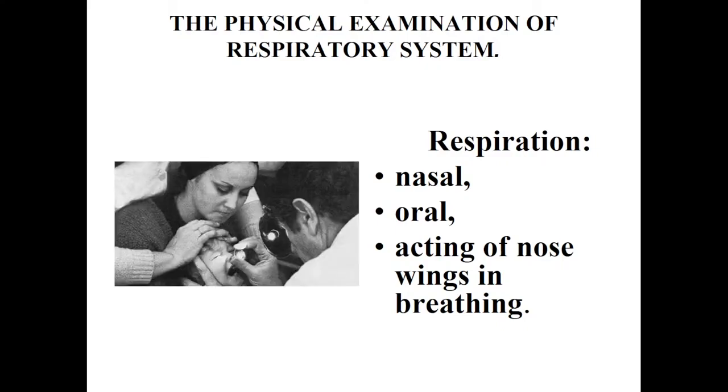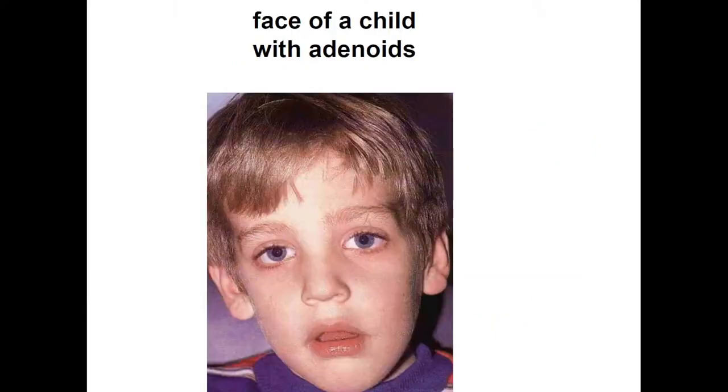Now let's talk about the physical examination of the respiratory system. We will examine the type of the child's respiration: nasal, oral, flaring of the wings of the nose in breathing. On this slide, you can see the face of a child who has adenoids. He breathes through his mouth.